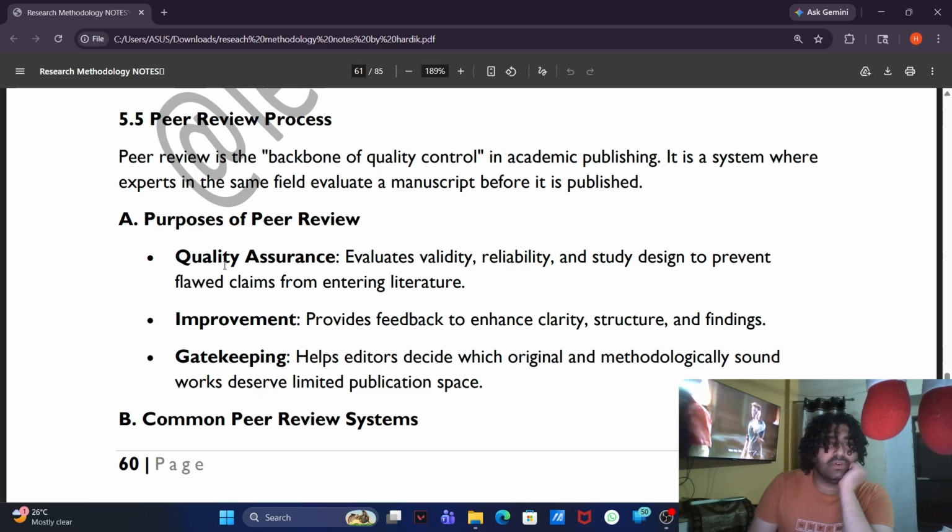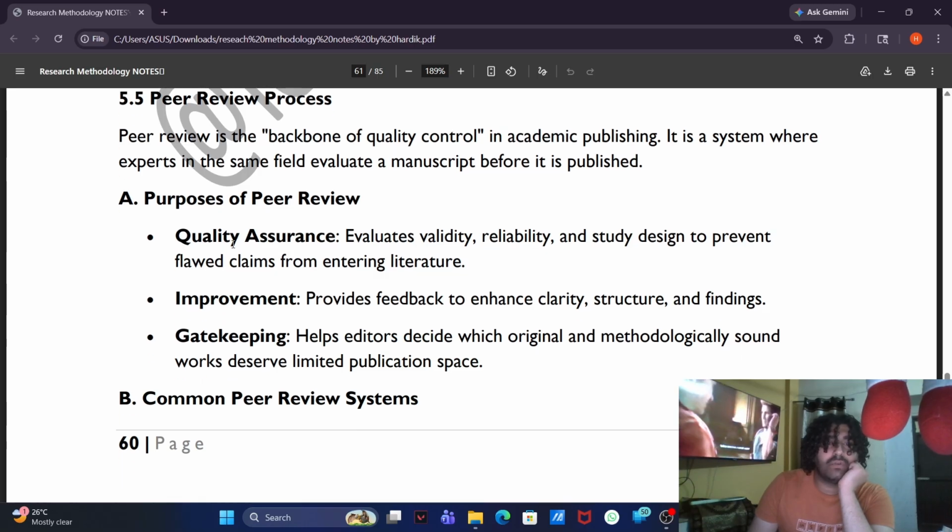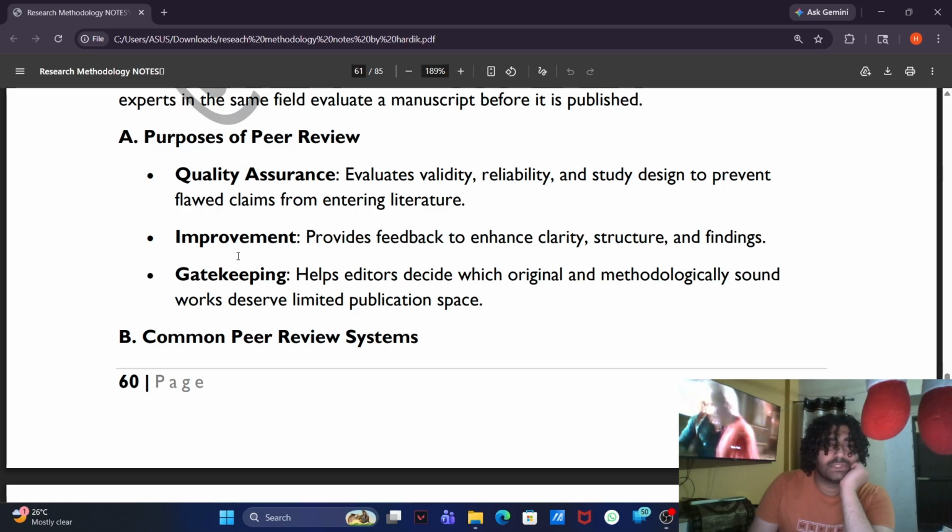Purposes of peer review: quality assurance, improvement, gatekeeping. Let's go with the first one. Quality assurance evaluates validity, reliability, and study design to prevent flawed claims from entering the literature. Improvement provides feedback to enhance clarity, structure, and findings. Gatekeeping helps editors decide which original and methodologically sound works deserve limited publication space.